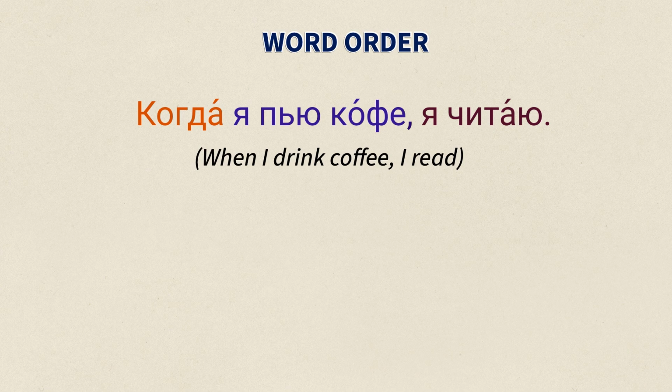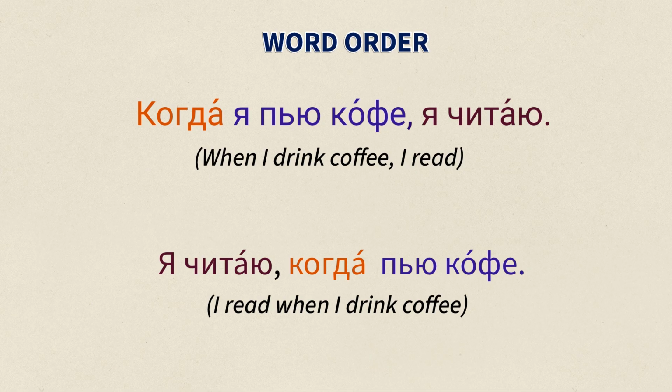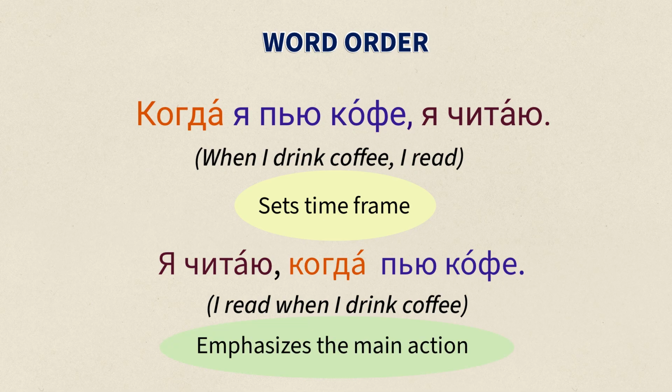Now that the verb forms are clear, let's see where we can place the kogda part in a sentence. Когда я пью кофе, я читаю. Я читаю, когда пью кофе. Both sentences are correct. When the clause with kogda comes first, it sets the time frame. When it comes second, it emphasizes the main action. Just remember to use a comma between the two parts. Now we know the place of kogda in a sentence.